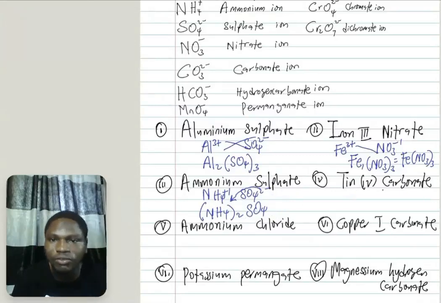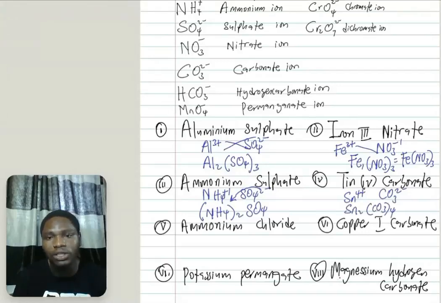Next, tin 4 carbonate. This is tin. Tin 4 is Sn4+. Carbonate is CO3 2-. So we exchange valency. What do we have? We have Sn2, then we have (CO3)4. All together? Good. So that's that for that.